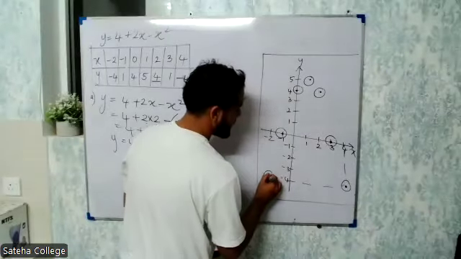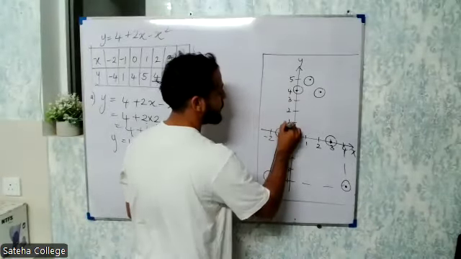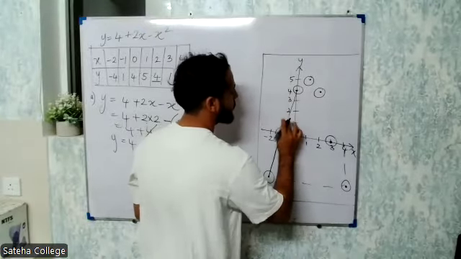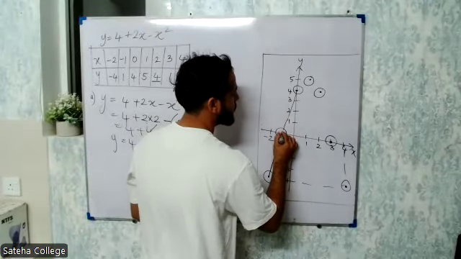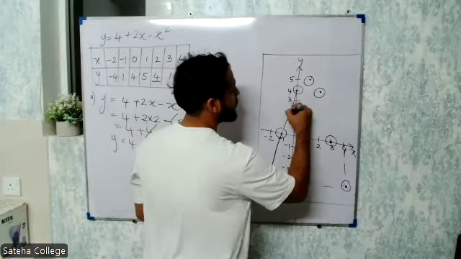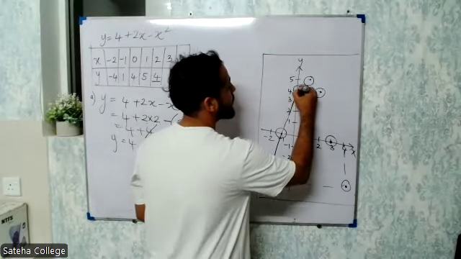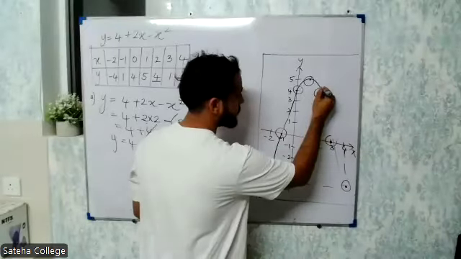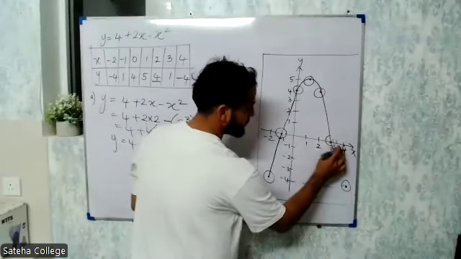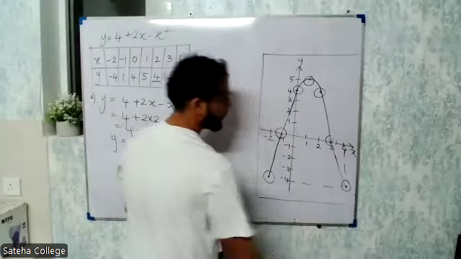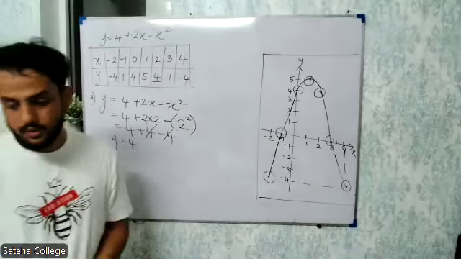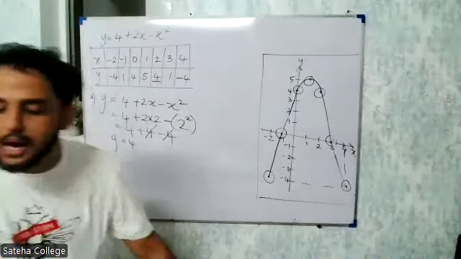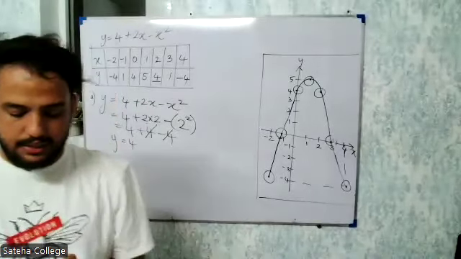After you have marked your points, join your points carefully so that you get a smooth graph. Something like this. Right, now you have drawn the graph. All of this will give you 4 marks out of 10. We'll try to get the next 6 marks.